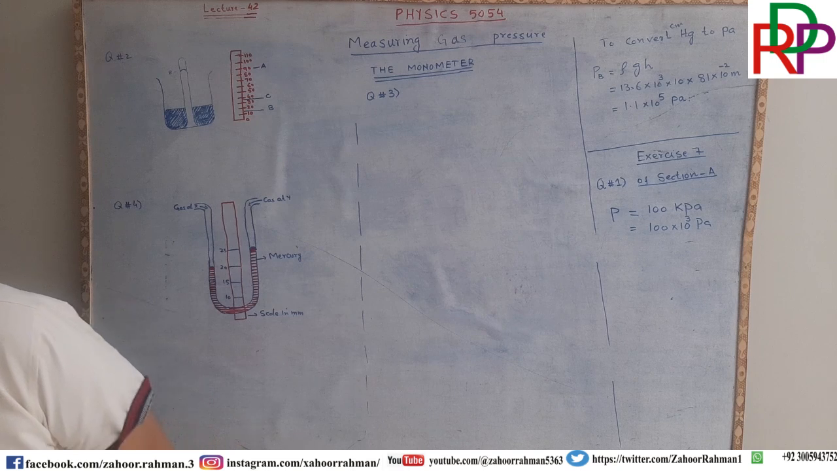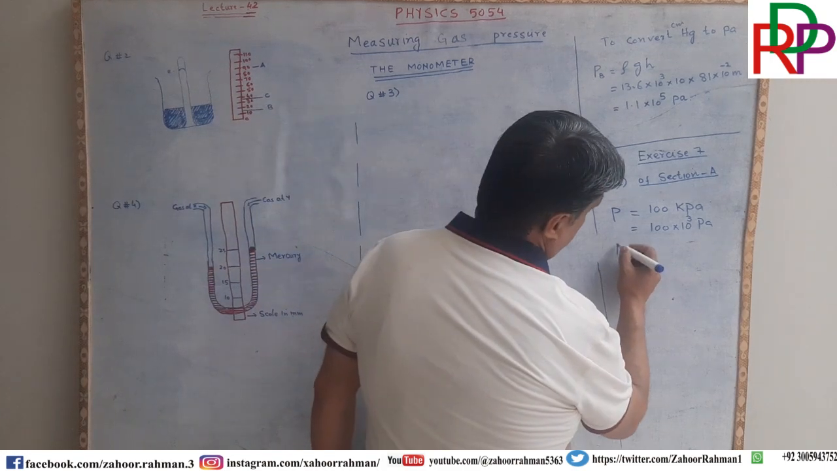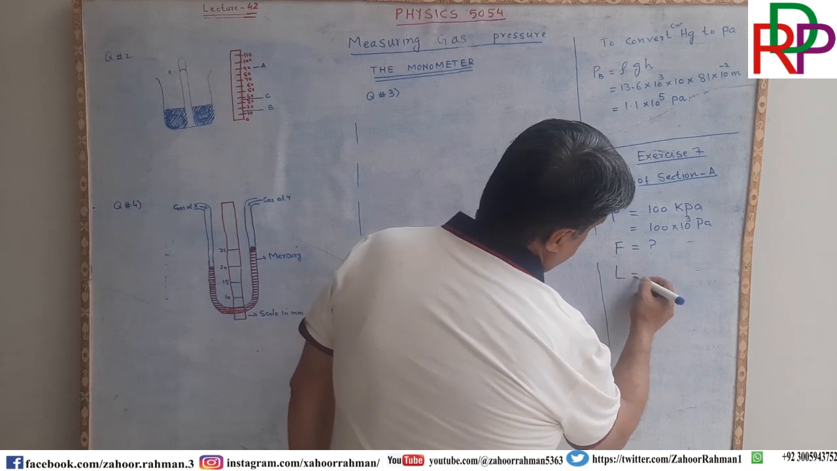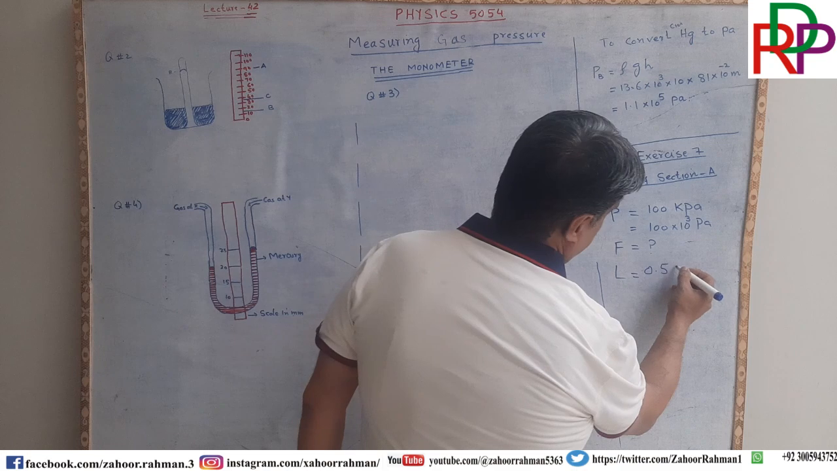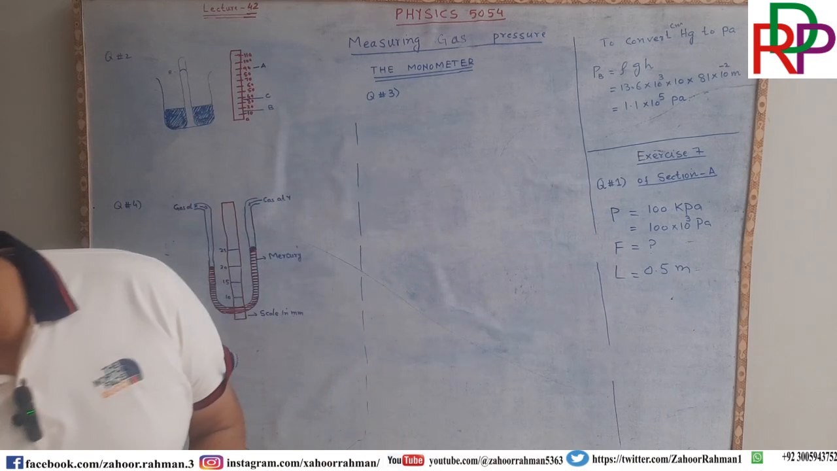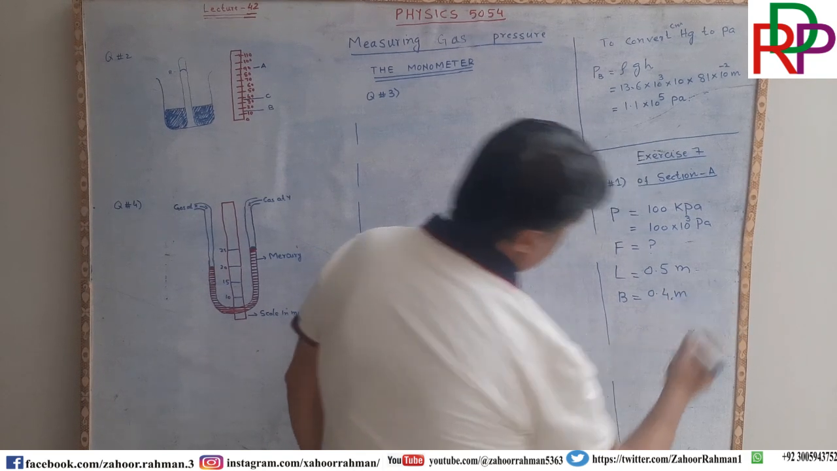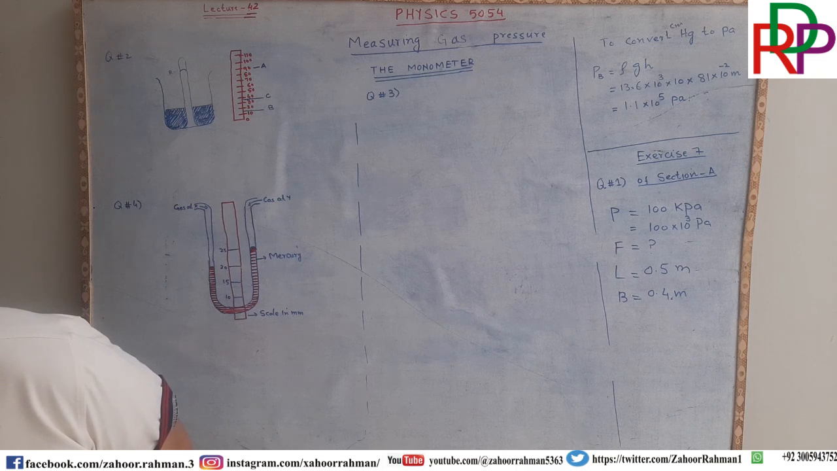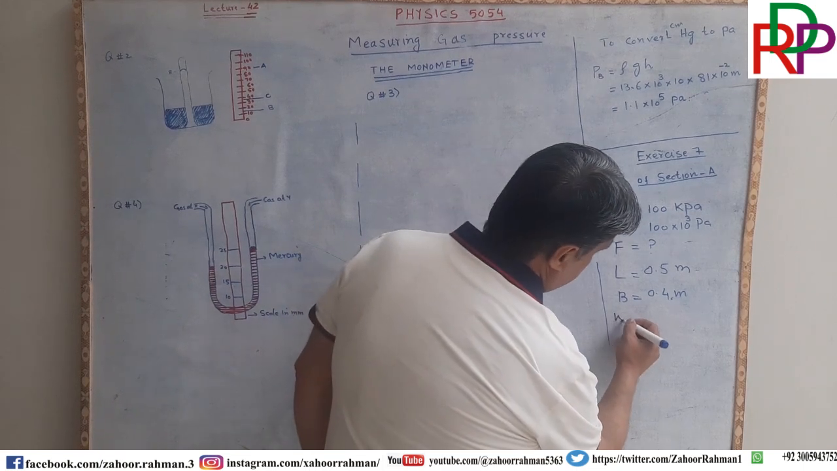What is the force exerted by the atmospheric pressure on a rectangular surface? So we have to find the force, and the length of the rectangular surface is given as 0.5 meter, and its breadth is given as 0.4 meter. This is a rectangular surface that measures 0.5 meter by 0.4 meter. Ladies and gentlemen, this is all the data given to us.